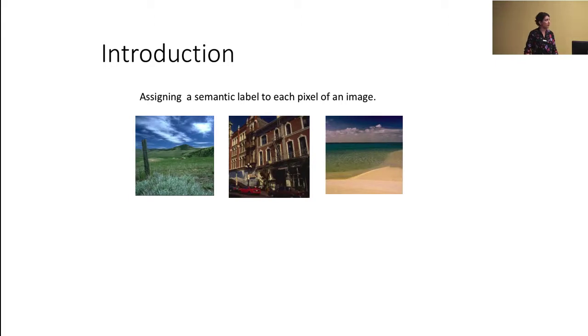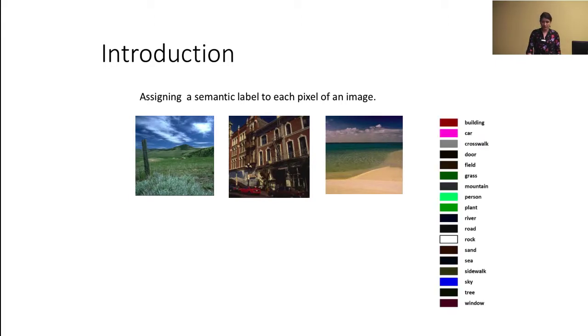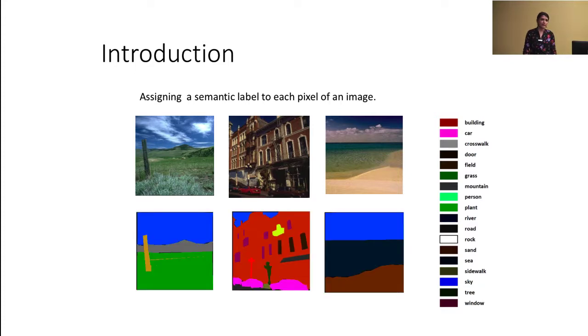For example, given these images and a set of classes or categories, like building, cars, etc., we want to come up with a segmented image that has pixels and labels for each pixel as well. This is a challenging task because we have to segment as well as recognize the regions in the image.